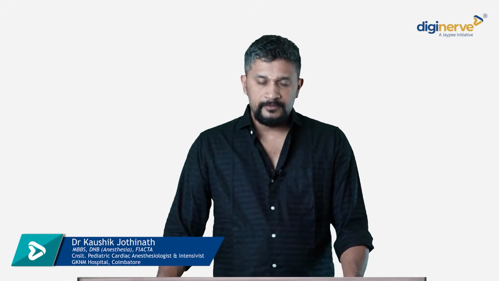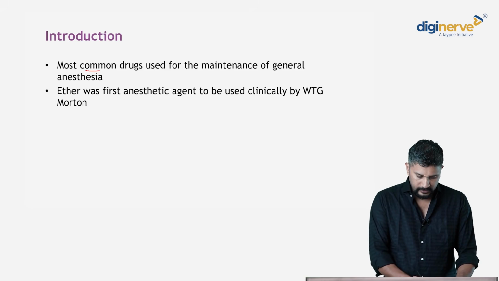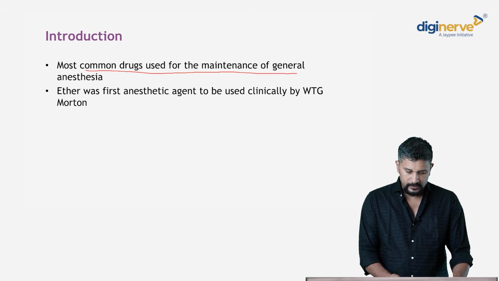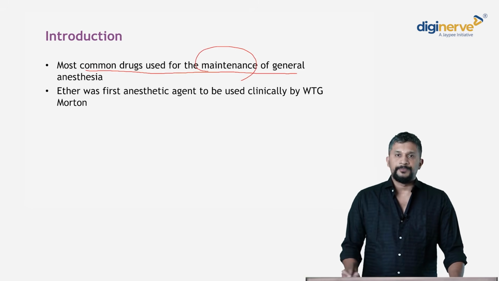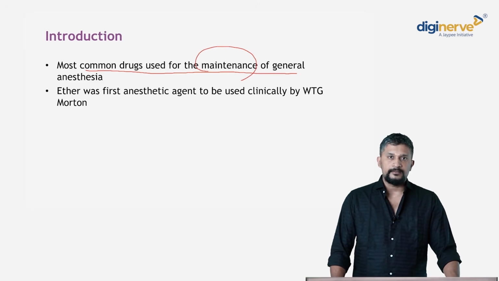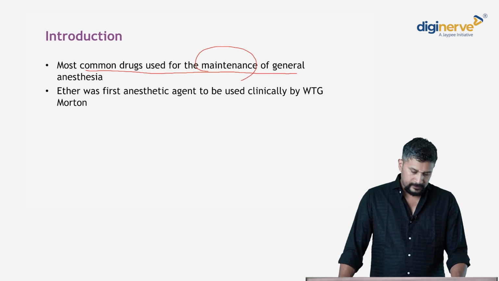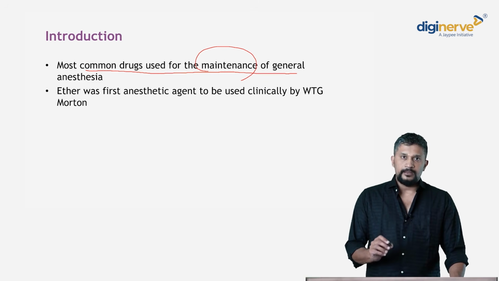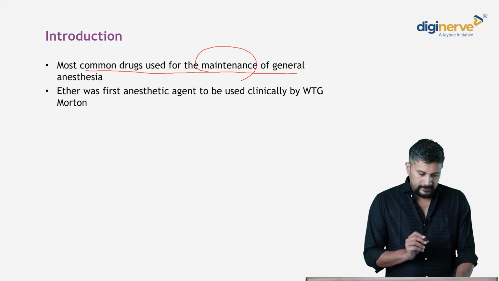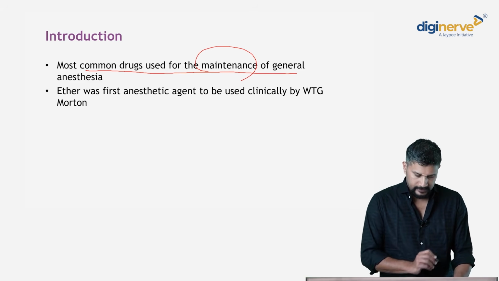Hi guys, I'm Dr. Kaushik and today we're going to be looking at inhalational agents. Inhalational agents are the most common drugs which are used for the maintenance of general anesthesia. So we've already seen that we induce the patient with an intravenous agent which is injected into your IV cannula. Subsequently, you need to maintain the plane of general anesthesia, and this is done most commonly using your inhalational agents.